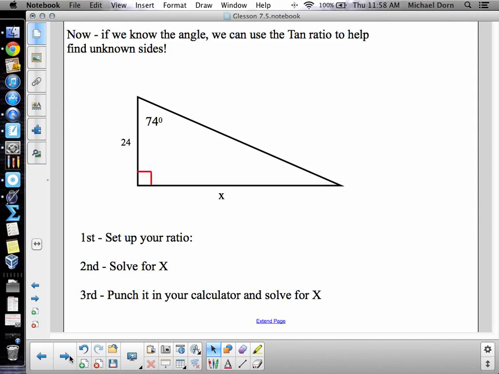So how can we use this? Well, we can use this the other way. What if I don't know the sides, but I know the angle? This is really one of the main applications of tangent. I want to know how long this side is, x. I know this angle up here is 74. Let's call this angle A. Okay?